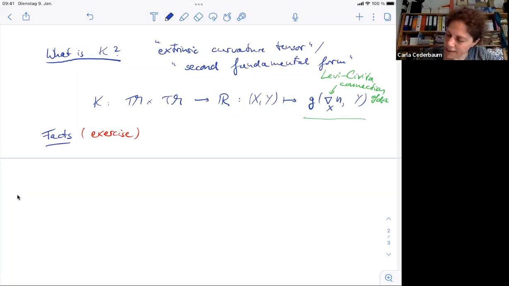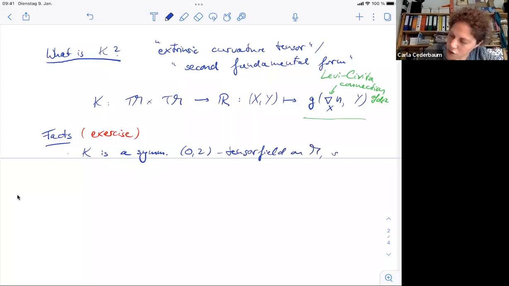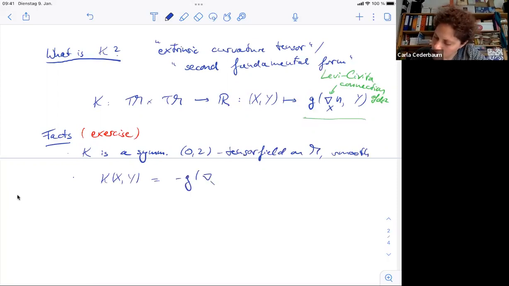One of the facts is that K is a symmetric (0,2) tensor field on M, and actually smooth. Another fact is best captured by a formula, namely K of X and Y can be computed also like this, for X, Y vector fields on the manifold.